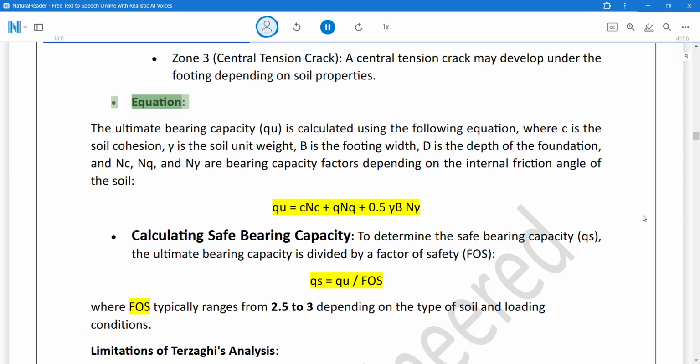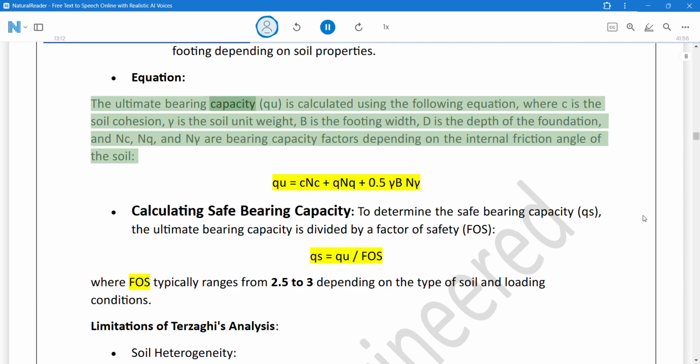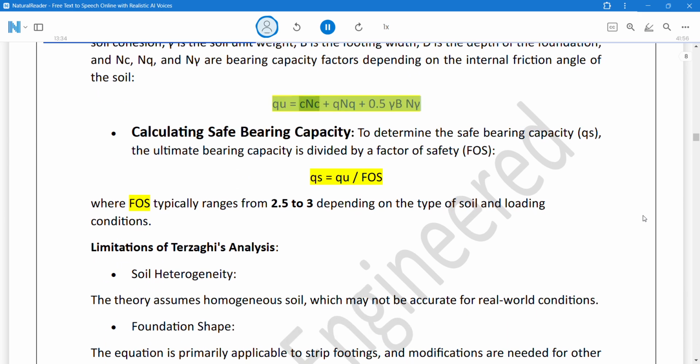Equation. The ultimate bearing capacity is calculated using the following equation, where C is the soil cohesion, gamma is the soil unit weight, B is the footing width, D is the depth of the foundation, and Nc, Nq, and N gamma are bearing capacity factors depending on the internal friction angle of the soil. Q equals C Nc plus q Nq plus 0.5 gamma B N gamma.